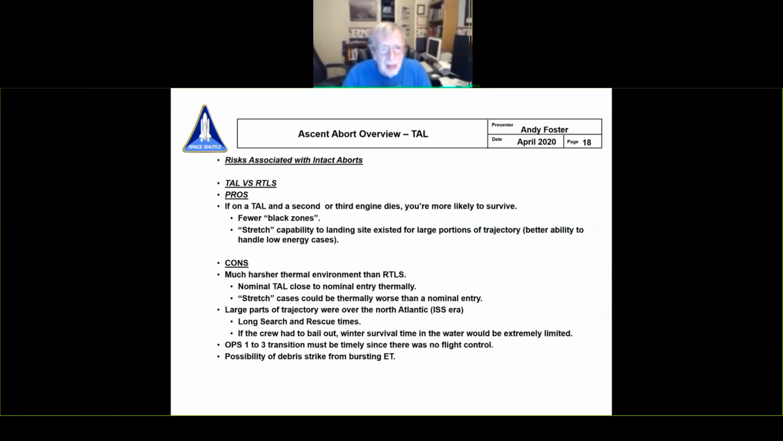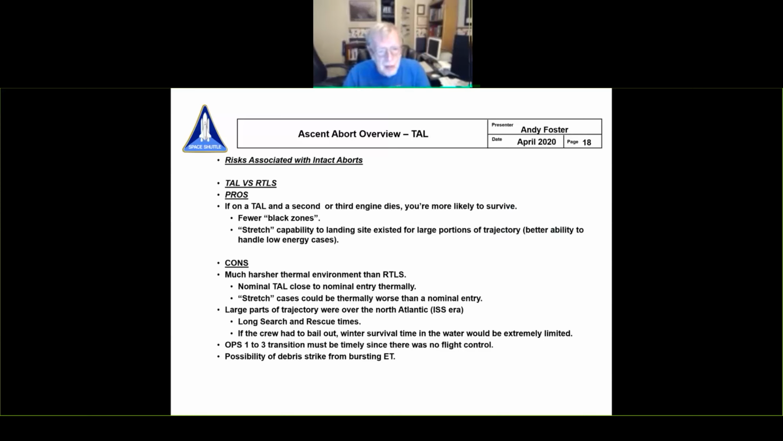So just to talk about the overall risk picture and the intact aborts, the pros for a TAL was that if you started off on one, you had a lot of options. If a second or third engine went out, you're much more likely to survive it. There were fewer black zones. You had lots of things you could do, including what we called stretch entry capabilities, where you reduced angle of attack, and you could actually stretch the range out over a nominal.